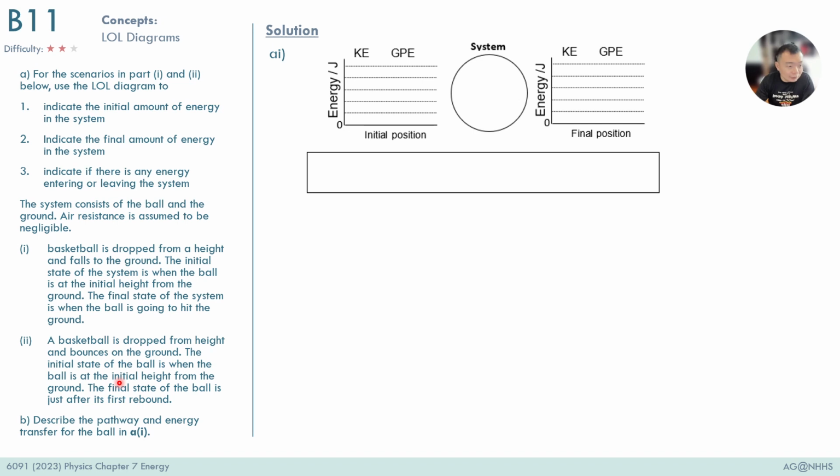All right, a question on energy diagrams. So you're given two scenarios, both for basketball. For the first scenario, the basketball is dropped from a height and falls to the ground. The initial state is when the ball is high up, and the final state is when the ball is just about to hit the ground. You are told that the system is the ball and the ground together.